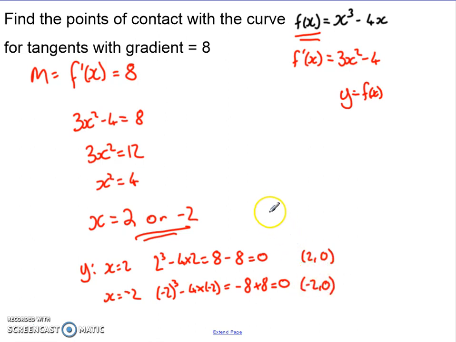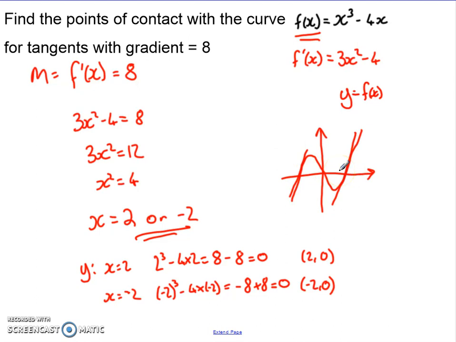Now that might look weird. I've told you a tangent touches at one point, but think of the shape of the curve. The x cubed minus 4x looks something like that. Now if you think of the gradient being 8, what you know is the gradient will be 8 at one point here, 2, 0, but it'll also be 8 there, where the line is, the parallel lines. So when you get curves of this shape, it isn't uncommon to get two tangents with the same gradient. They'll just be further along the line from each other, so they won't meet.